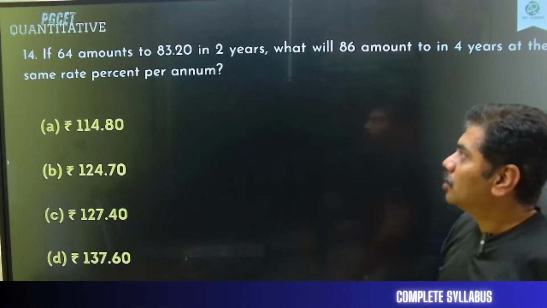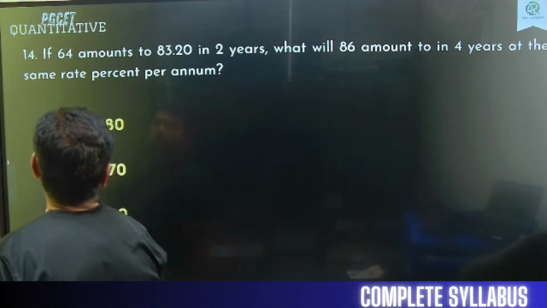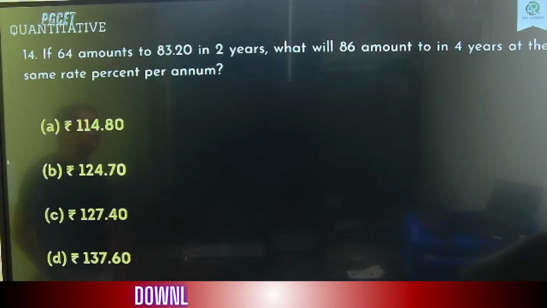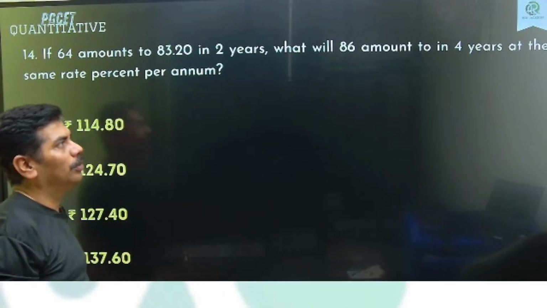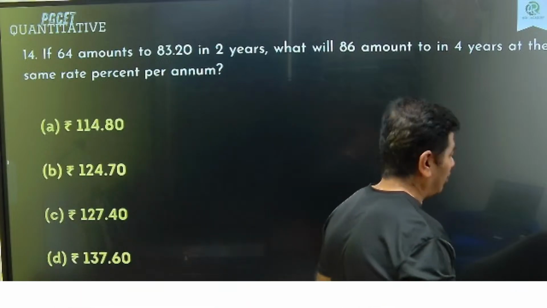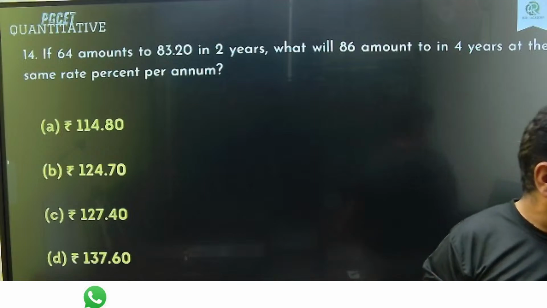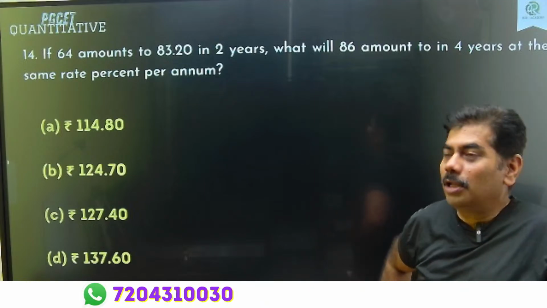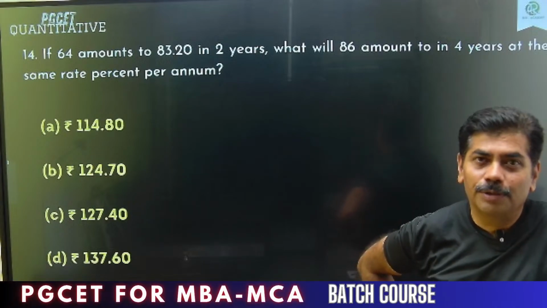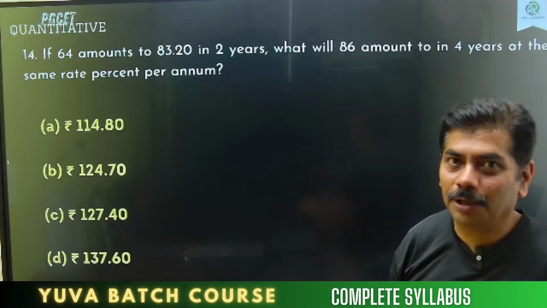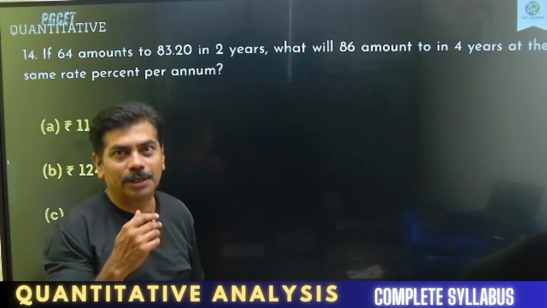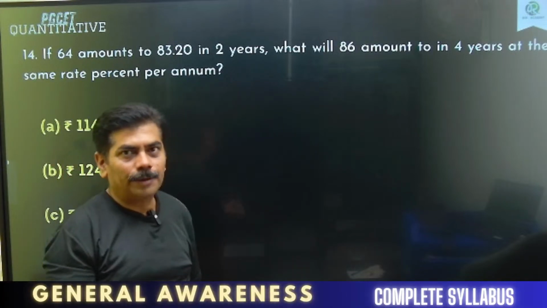All right, so the next question: if 64 amounts to 83.2 in 2 years, what will 86 amount to in 4 years at the same rate percent per annum? If you do this traditionally, you will fill 2 to 3 pages. If you start with the PTR upon 100 formula, that takes long, but use a logic instead.